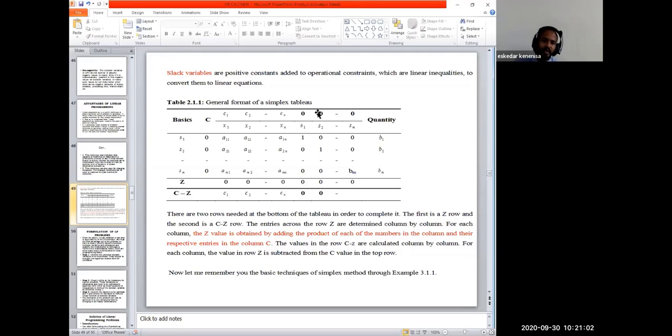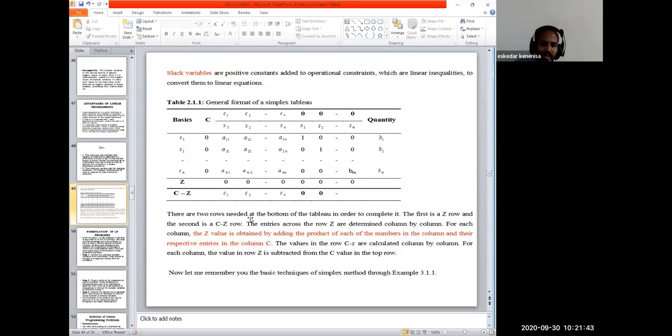So here there is a format. Basics, constraint, and since there can be many constraints, then there is 0. So here there are basics and a quantity b1, b2, bm: the quantities of the constraints go here. Then the z value 0 0 0, then you have c minus z.